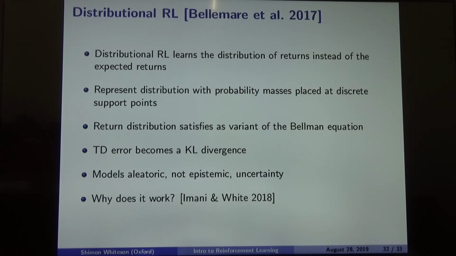So you say, I have a sample reward and a sample next state, and I can use that to construct another distribution. Then what does my error look like? My error is based on the difference between those two distributions, and the KL divergence is one way of measuring that difference.